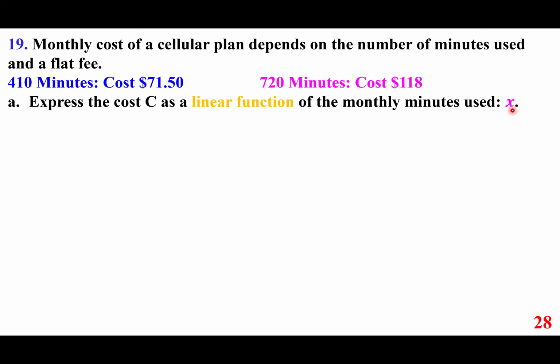Again, it's important to write the proper pairs. Normally we use X and C. In this case, we're going to use minutes and cost, X and C. Normally we use X and Y, but this time it is X and C because C represents the cost.